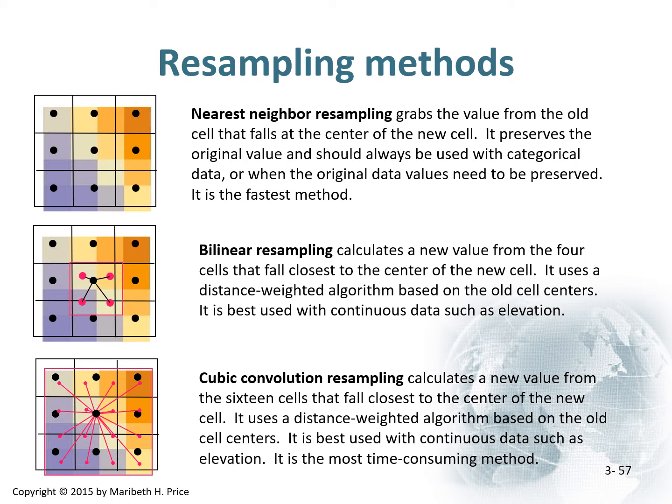Cubic convolution essentially does the same kind of math, but instead of 4 cells, it looks at 16. So that makes it slower. It also tends to blur or smooth your data even more than bilinear does. Nearest neighbor does the least amount of that smoothing. It preserves your original data the most.